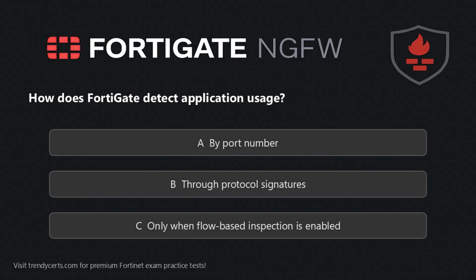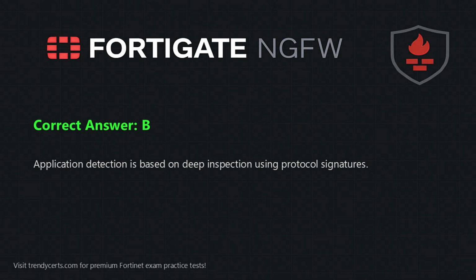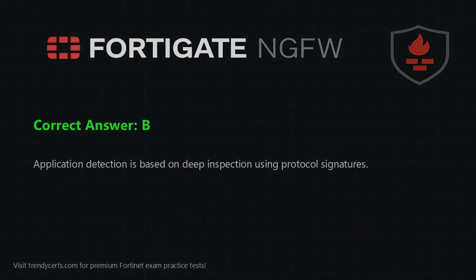How does FortiGate detect application usage? Option A, by port number. Option B, through protocol signatures. Option C, only when flow-based inspection is enabled. The correct answer is option B, through protocol signatures. FortiGate uses signature-based deep inspection to identify and control application traffic regardless of port number.